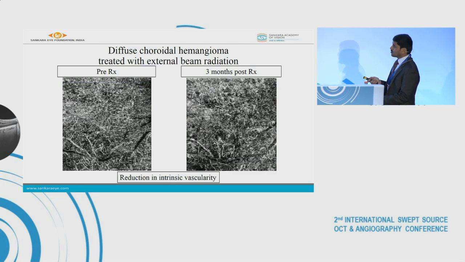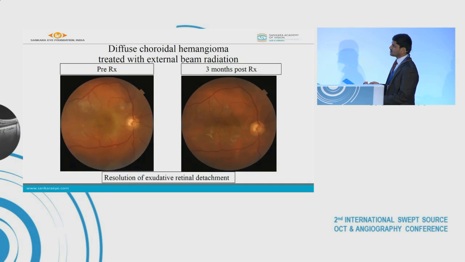But when we do an OCT-A, there are a lot of projection artifacts from the superficial retinal vessels, but if we ignore them, we can see that the intrinsic vascularity has definitely come down when compared to the pre-treatment, but not very much pronounced when compared to the superficial tumors. So this is one more case of diffuse choroidal hemangioma, which was treated with external beam radiation.